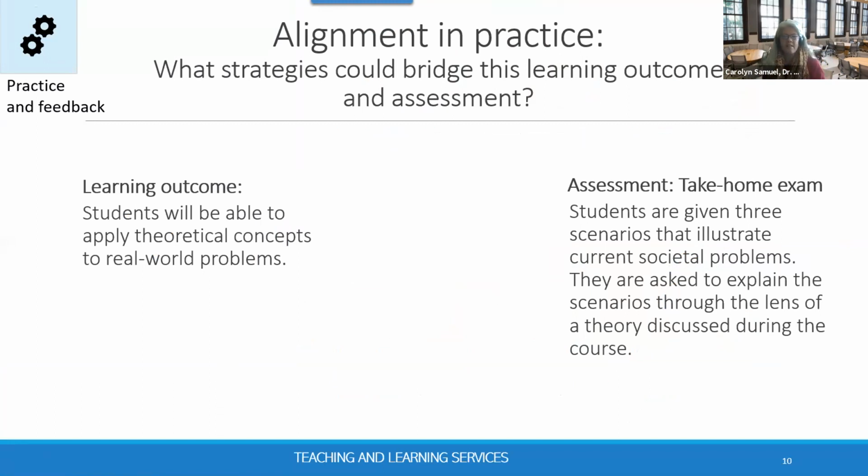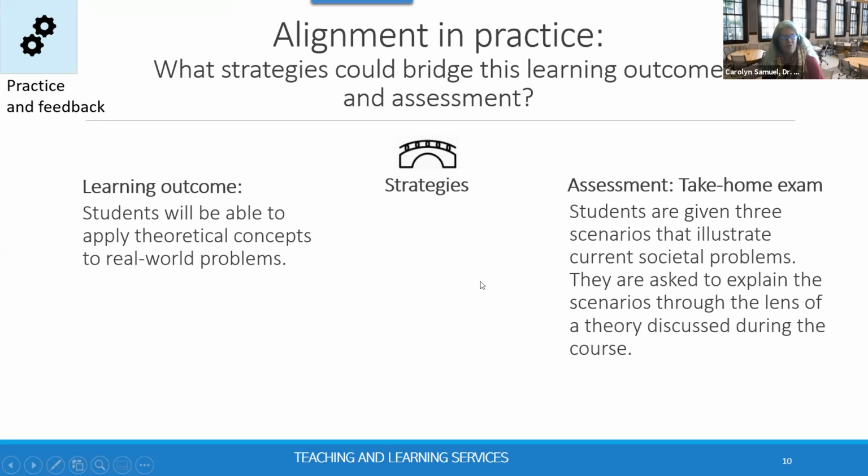It's not the only assessment possible, but in this case, we've chosen to give a take-home exam. The students are given 3 scenarios that illustrate current societal problems. They are asked to explain the scenarios through the lens of a theory discussed during the course. So our question to you is, what teaching strategies could be used to bridge the two?